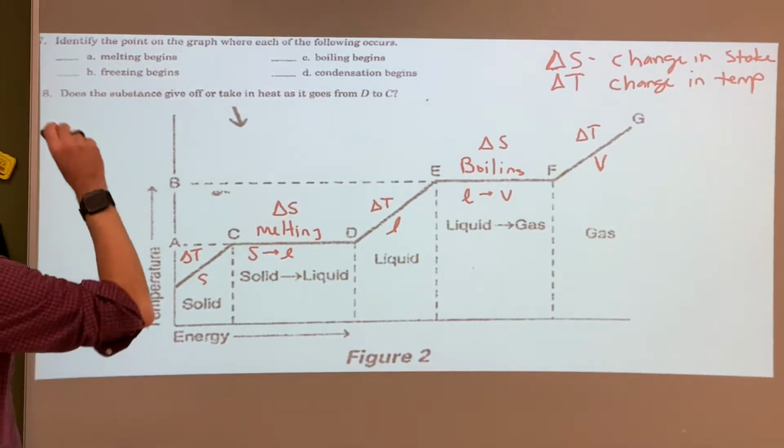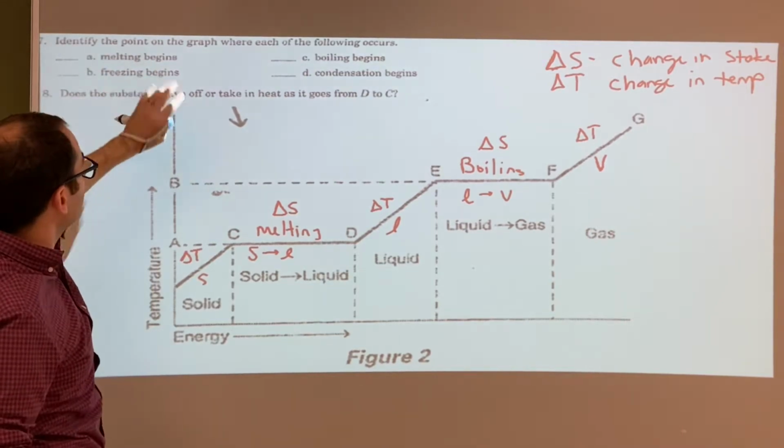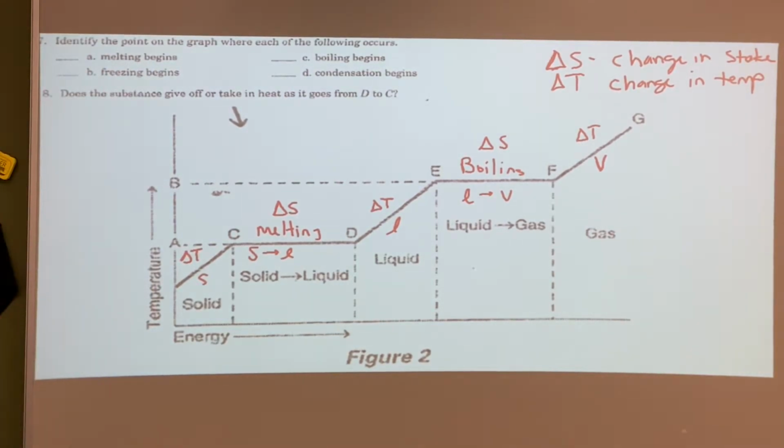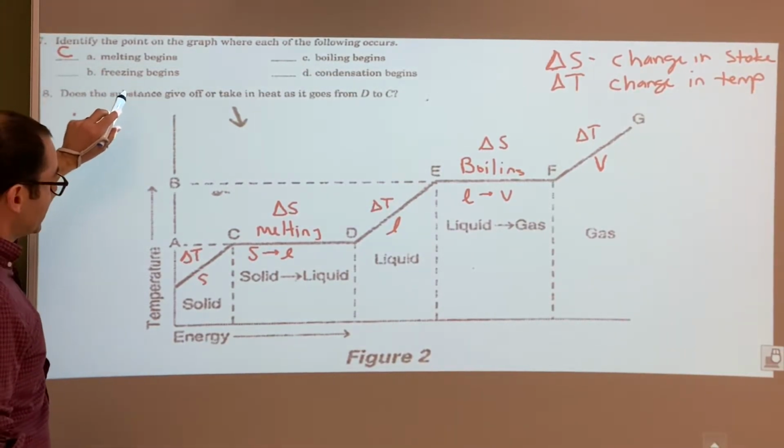All right, so let's check this out. Let's see if we can answer question 7. It says, identify the point on the graph where each of the following occurs. So where does melting begin? C, good. Okay, and then freezing begins at?